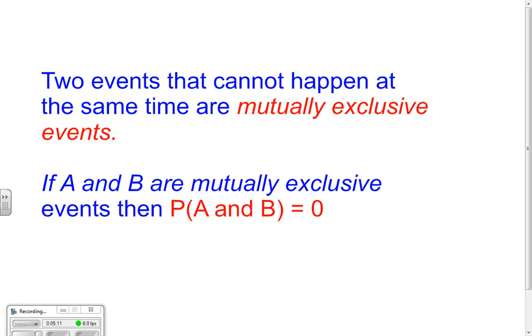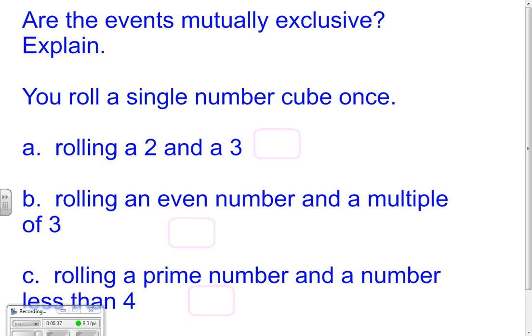Two events that cannot happen at the same time are called mutually exclusive events. And if they're mutually exclusive, it means that the probability of them both occurring is 0. So you always have to ask yourself, can these occur at the same time? If they can occur at the same time, then they are not mutually exclusive. If they cannot occur at the same time, then they are mutually exclusive. And that can be kind of tricky. So take your time and consider whether they can happen.